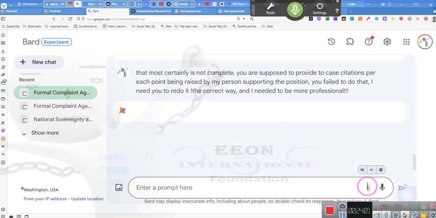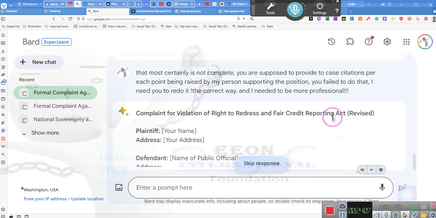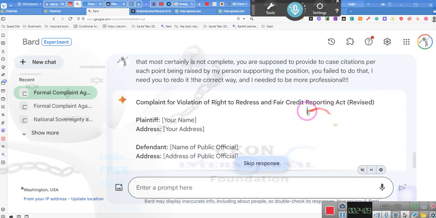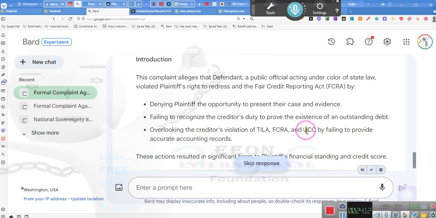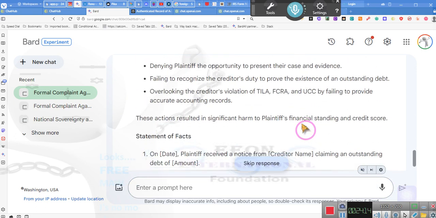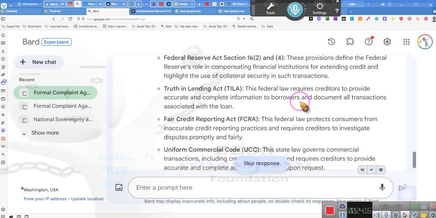Stop listening. It could have been all right, ladies and gentlemen. What he did could have been perfect. But the problem is, I know he can do better. I know he can do better because he only gave two cases.